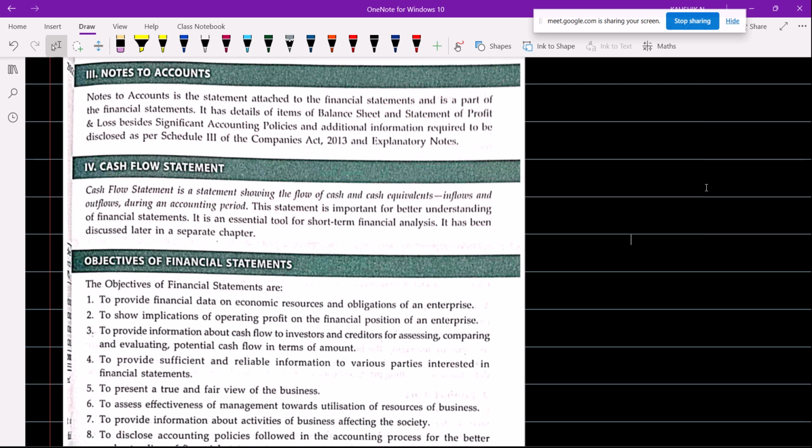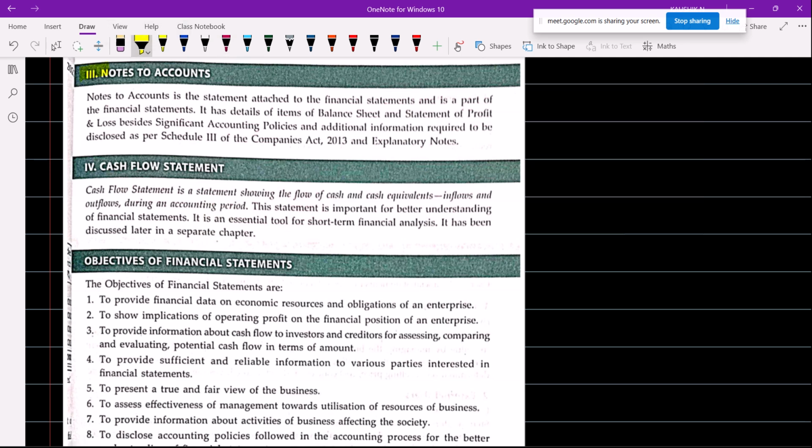Sir, balance sheet is prepared based on Schedule 3 of Part 1 of Companies Act 2013, sir. Very good, excellent. What about your statement of P&L then? Sir, it is based on Schedule 3 but Part 2 of Companies Act 2013, sir. That's it, perfect, good. So now the third concept which you're going to see today is all about your notes to account.